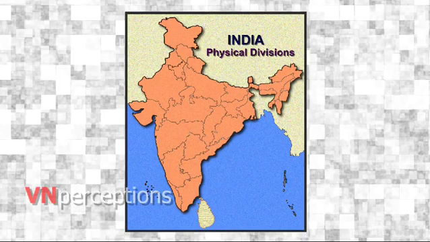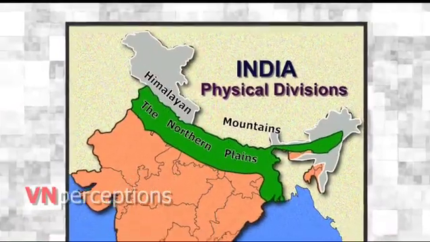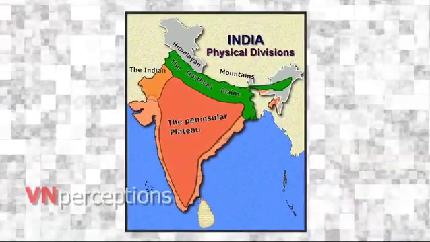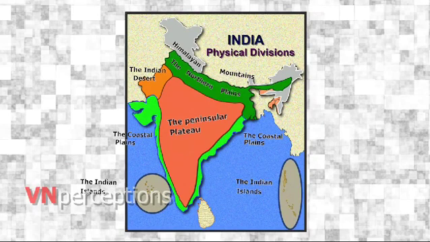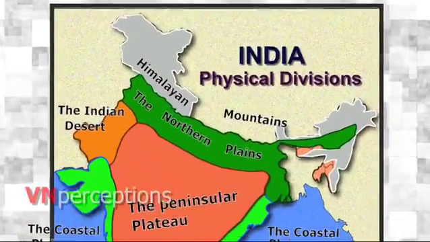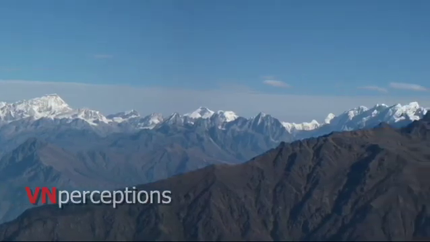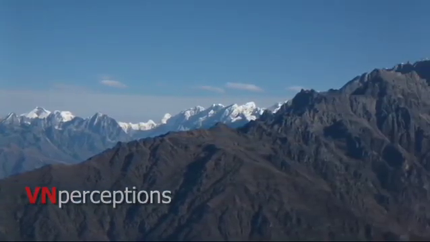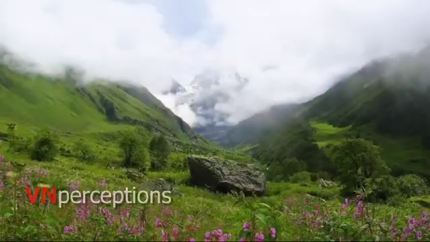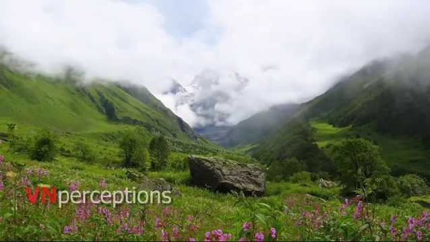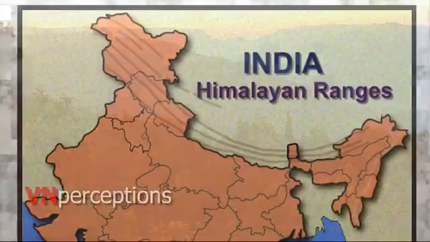The physical features of India can be grouped as the Himalayan mountains, the northern plains, the peninsular plateau, the Indian desert, the coastal plains, and the Indian islands. The Himalayan mountains are one of the most beautiful places in India to explore the gifts of nature. Its highest peaks, snow-clad mountains, carpet of flowers, and sunrise, sunset through the mountains offer a delightful experience.